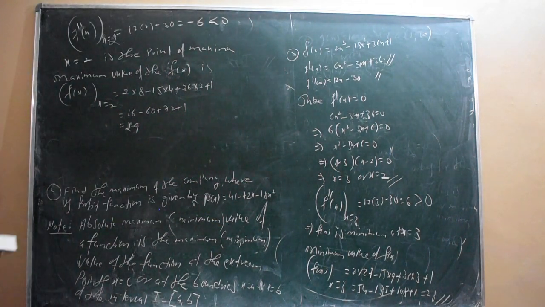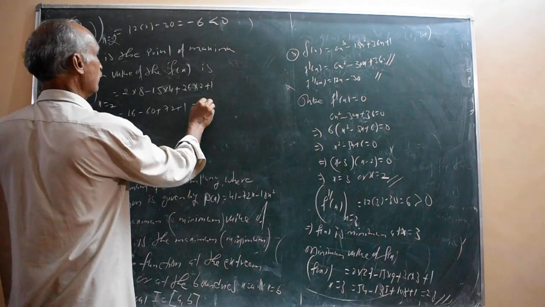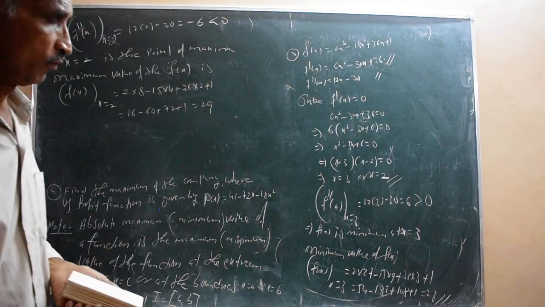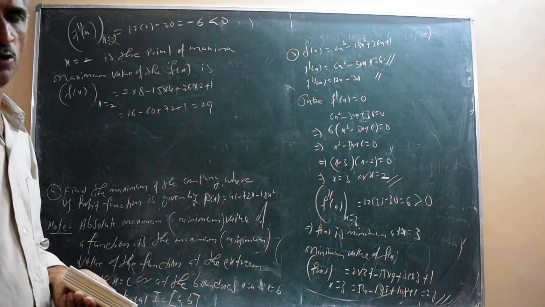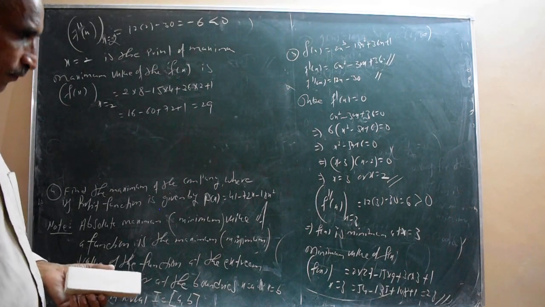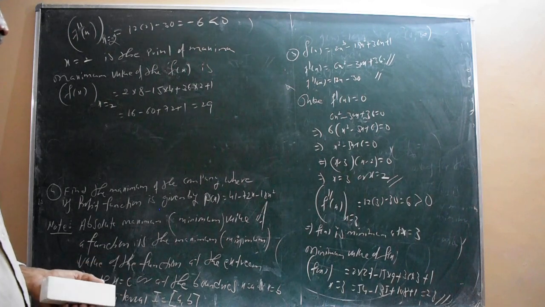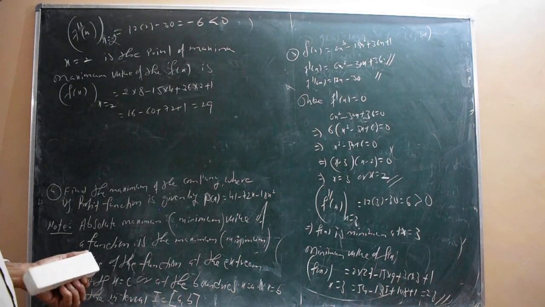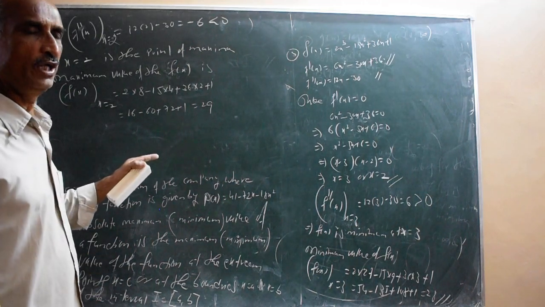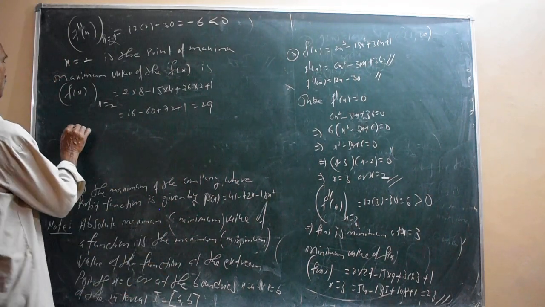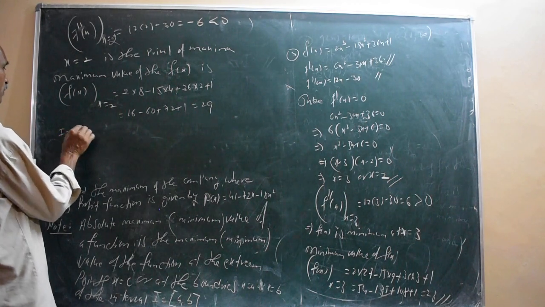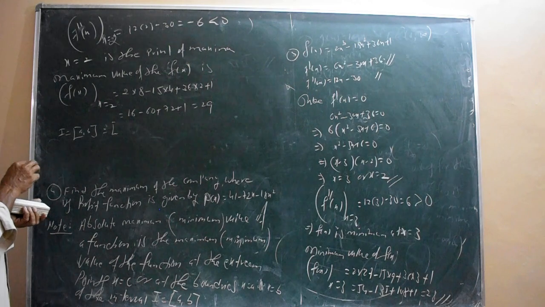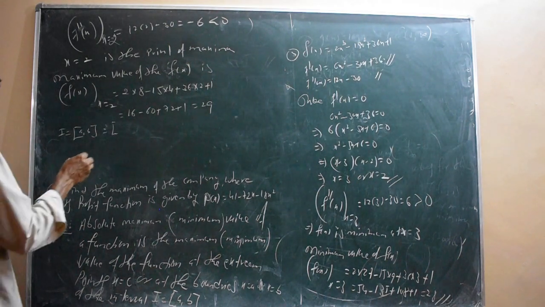So now we got both the maximum value and minimum value. Local maximum and local minimum we got. But the question here is to find the absolute maximum and absolute minimum. Therefore, I have to work out two more additional points here. The given interval I is equal to [a, b], which is 1 to 5.